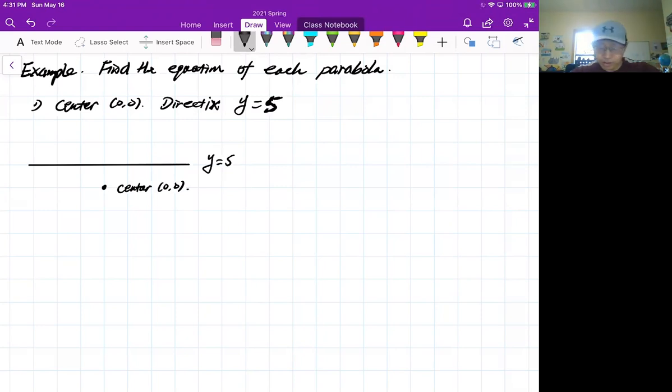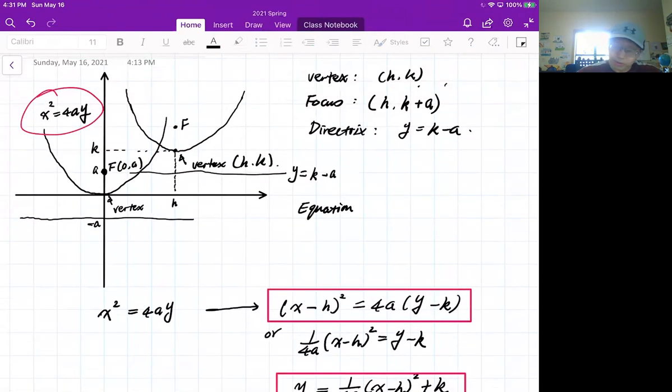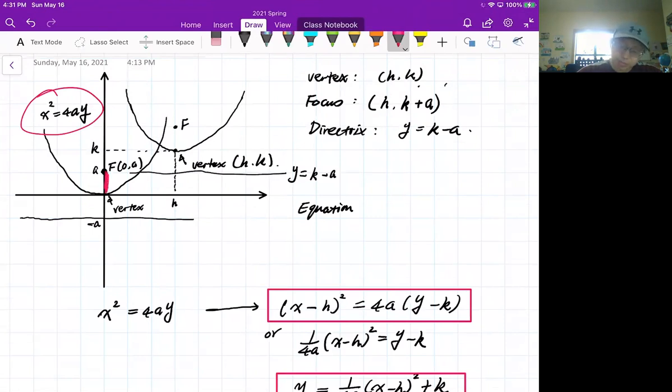If you look at the picture here, the distance between this part is the same as the distance of the other part. You can see that both have the distance of A. So that's how you identify the vertex, the focus, and the directrix. That's their relation among them.